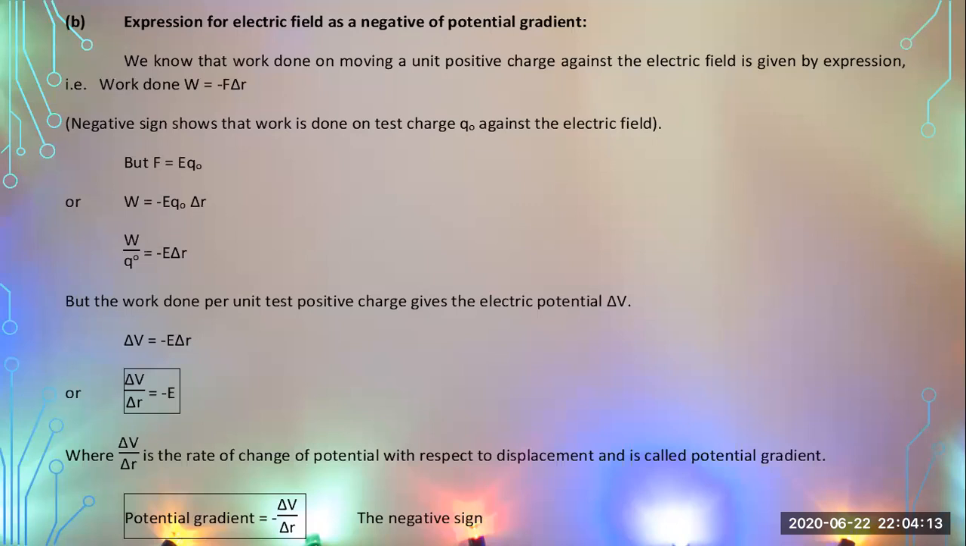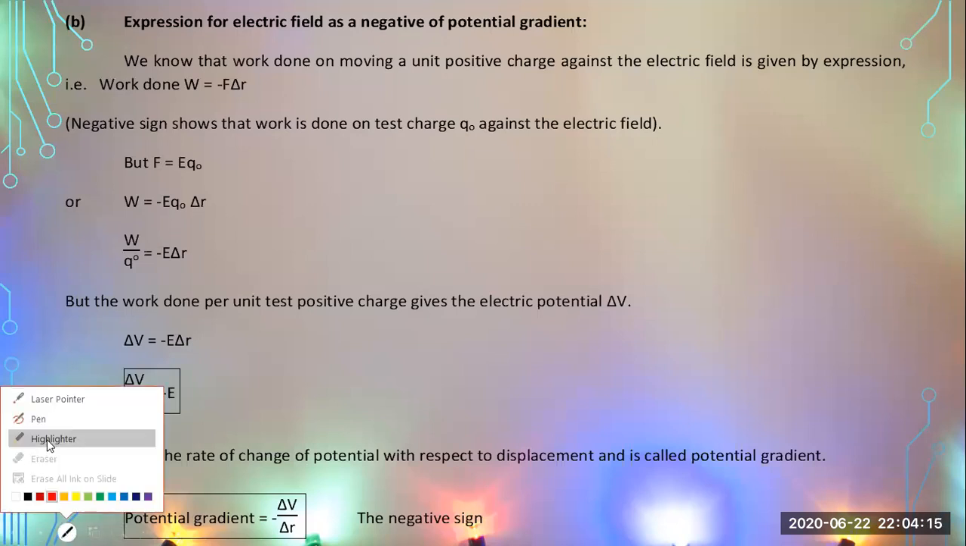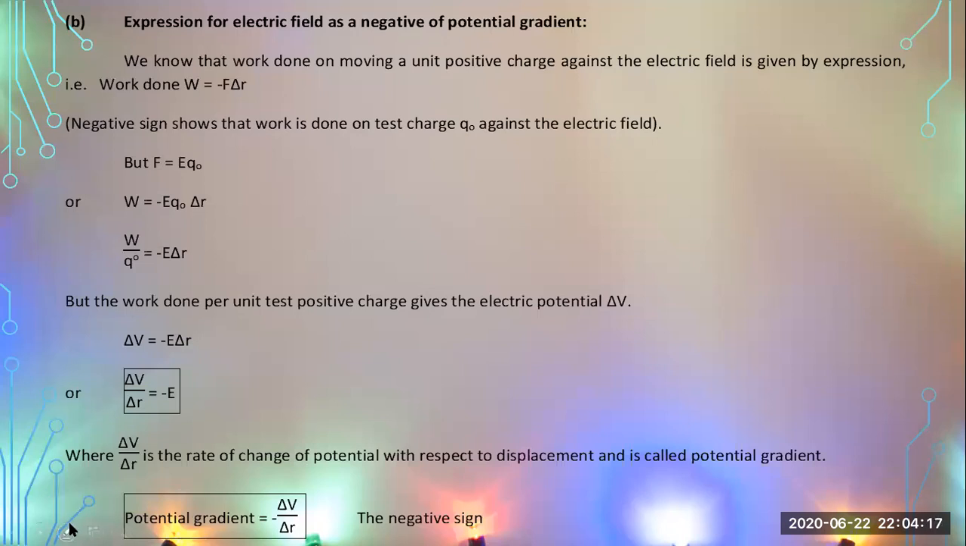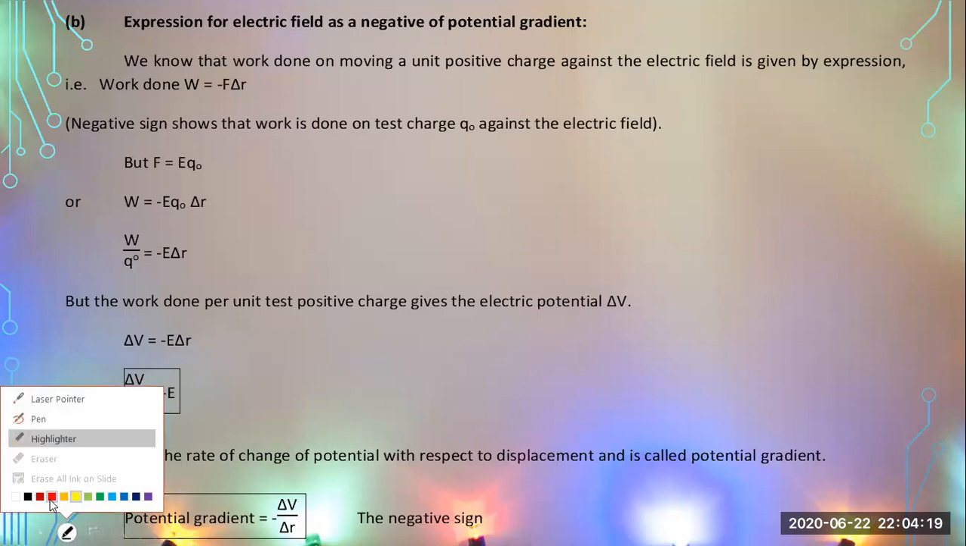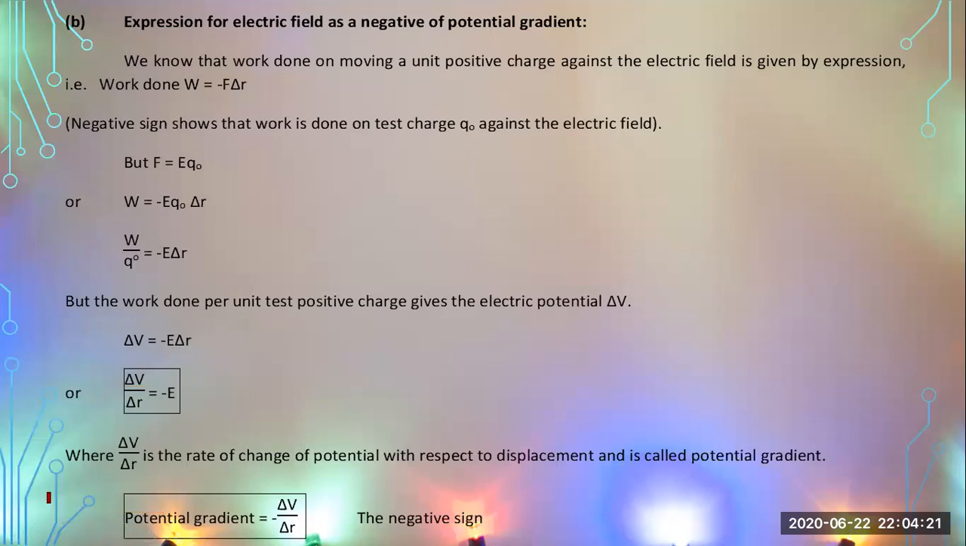Now today we are going to discuss another important topic. After equipotential surfaces, this is the most important topic, that is, the electric field is the negative of the potential gradient. What does it mean that it is the negative of the potential gradient?